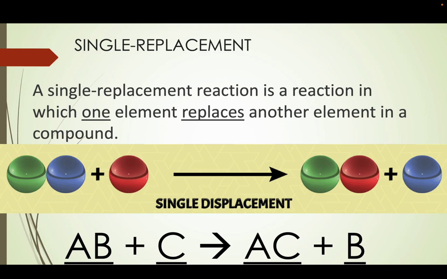So we have a compound, green, blue, and then we have a separate element, the red atom. And if you look at the product, you end up with green, red. So what was originally all by itself, the red element, replaces the blue element. And now the blue element is all by itself. Or AB plus C. What happens is B gets replaced with C. So instead of AB, you get AC.